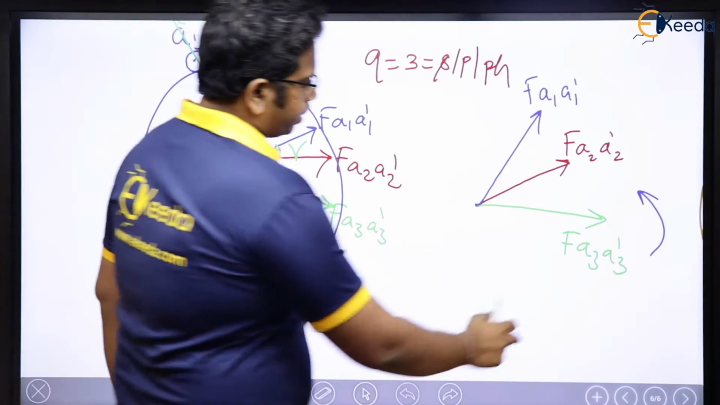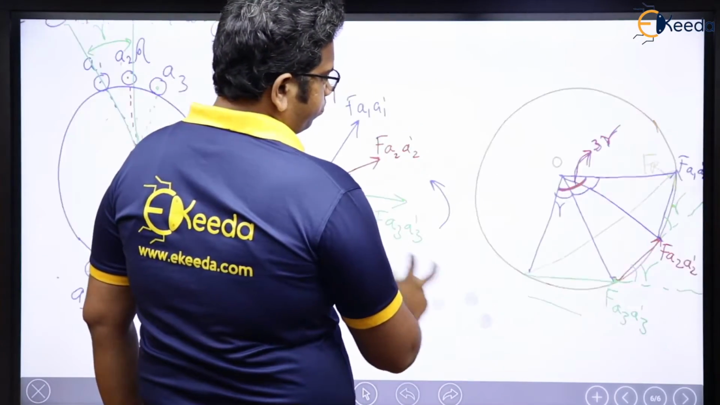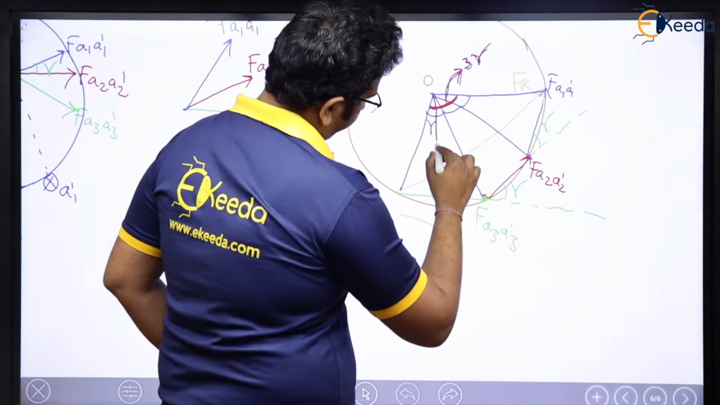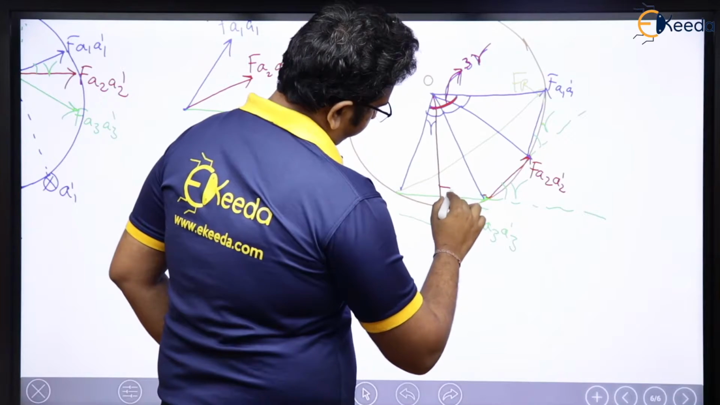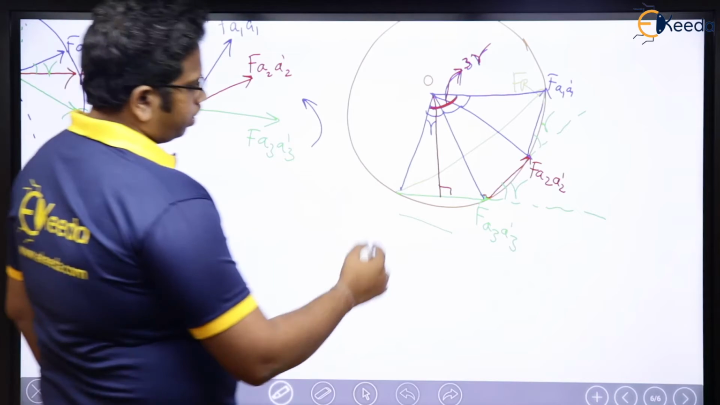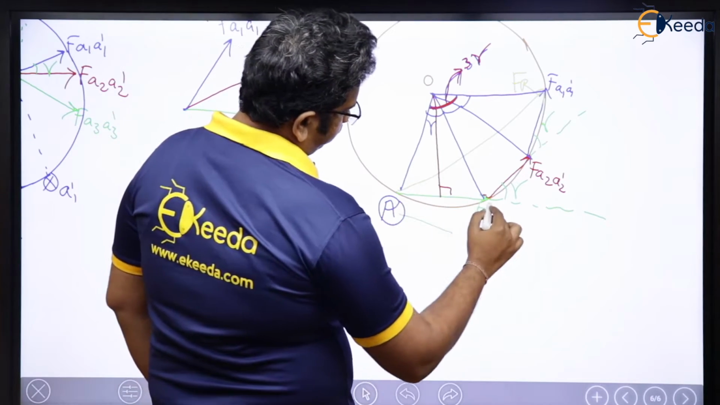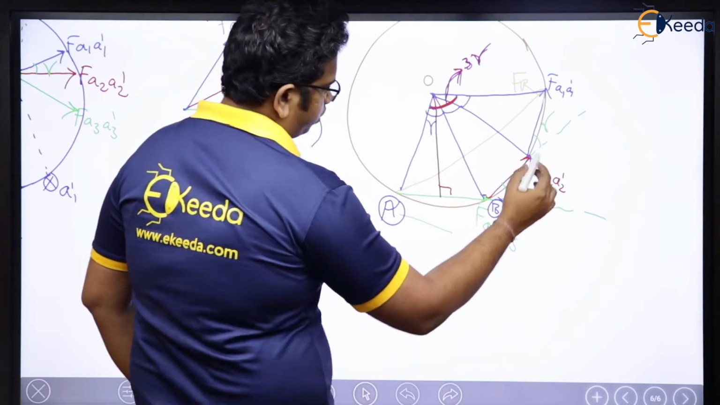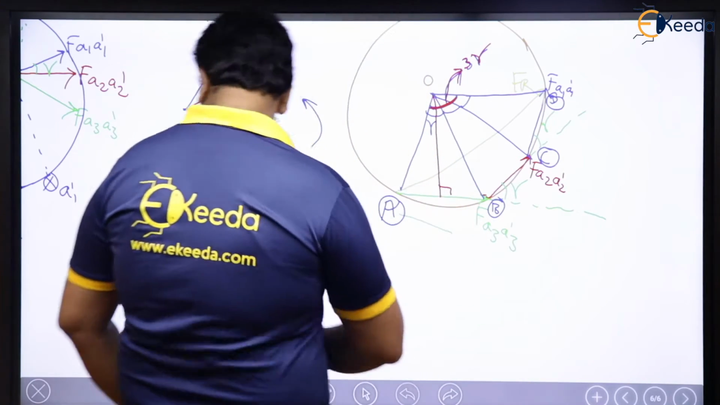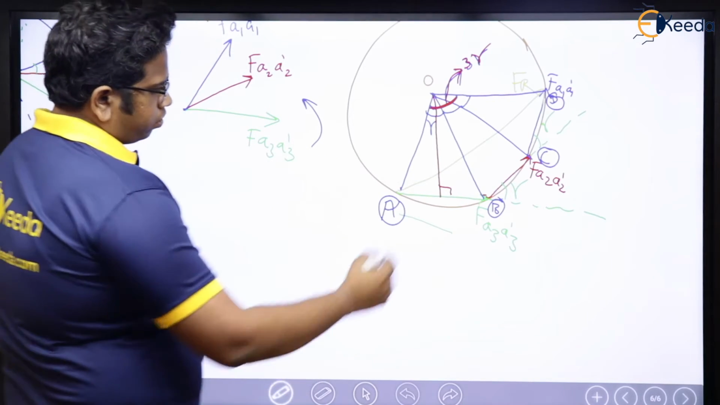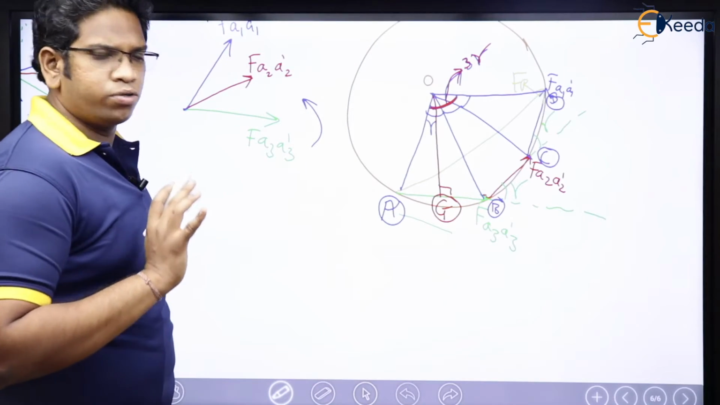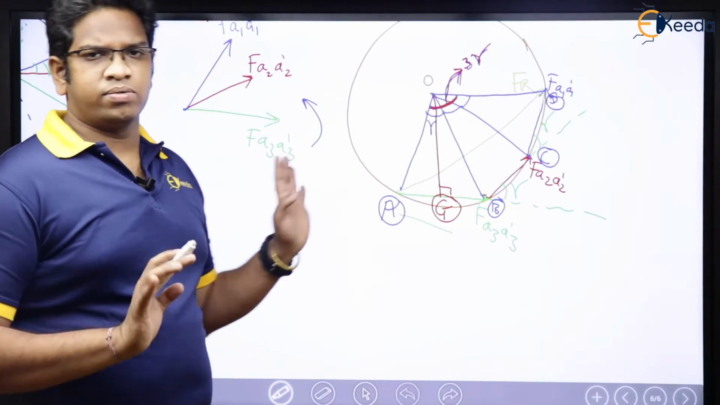Don't worry. See here. Now, let me drop a perpendicular here. Now see here. Let me call this point A, this one point B, this one point C, this one point D, and the perpendicular which I have dropped, let me call this point G. As usual, we are going to do the same derivation again.